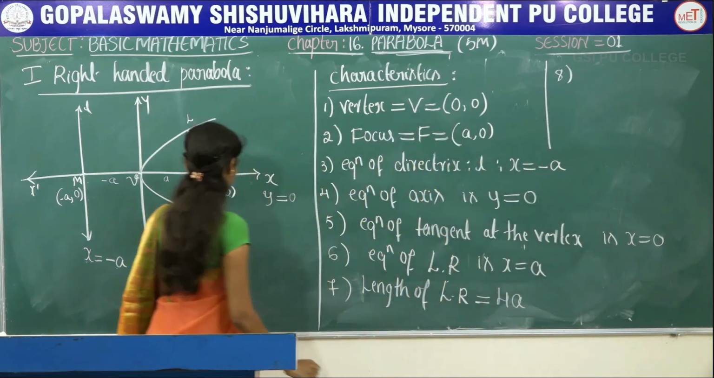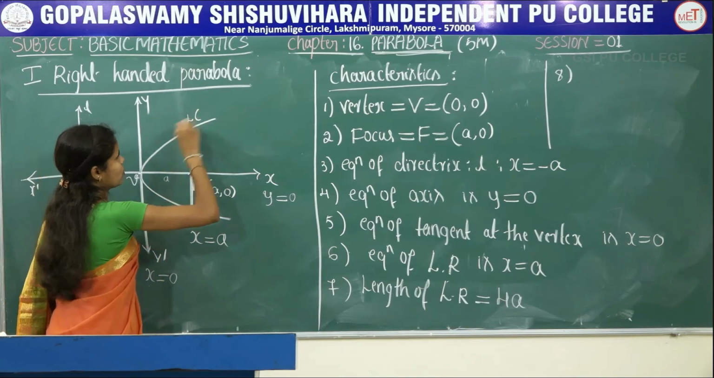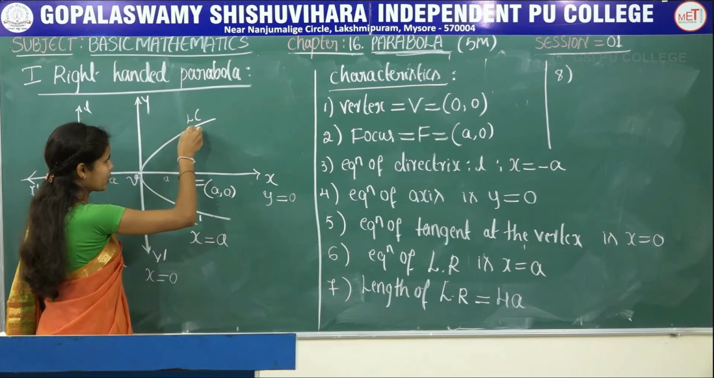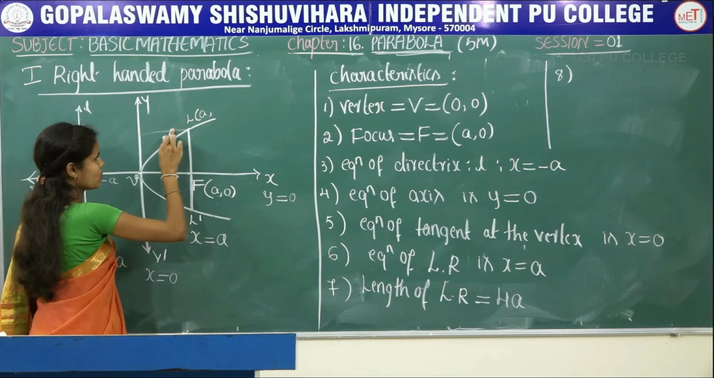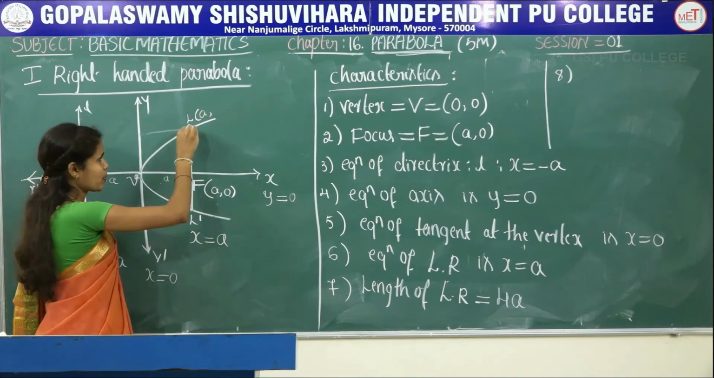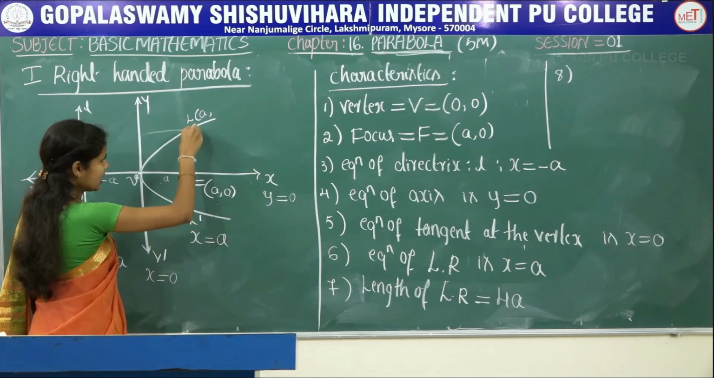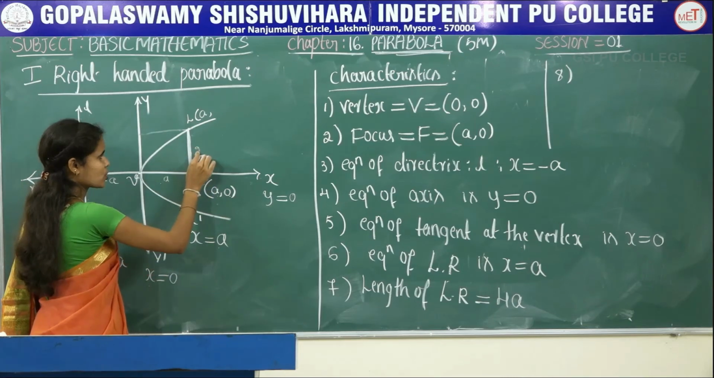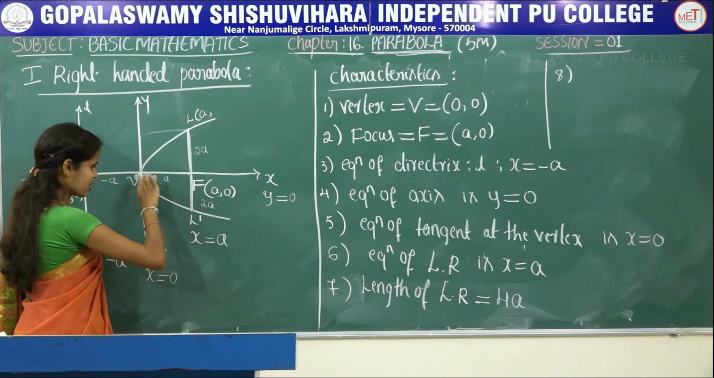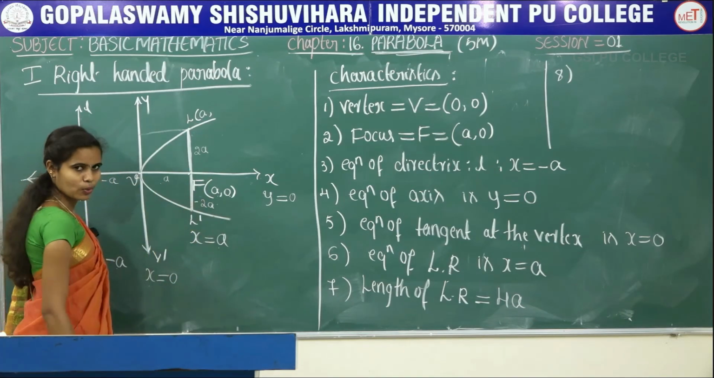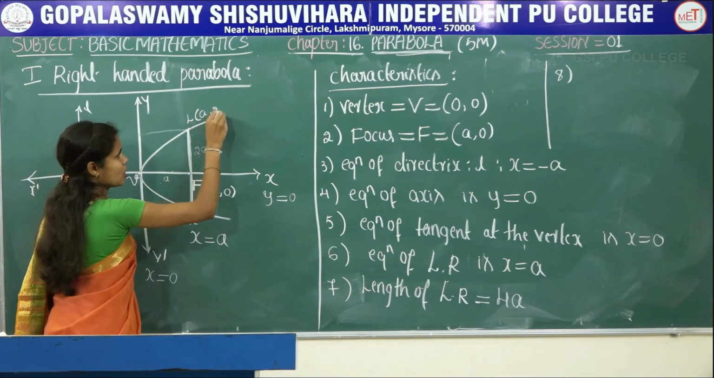Coordinates of the latus rectum end points are L and L dash. X coordinate means perpendicular distance from the y-axis. This distance is equal to a. Therefore x coordinate is equal to a. Y coordinate means perpendicular distance from the x-axis. We know that length of latus rectum is equal to 4a, therefore this distance is equal to 2a. This is also equal to 2a, but we measure along negative y-axis, therefore the distance is minus 2a.